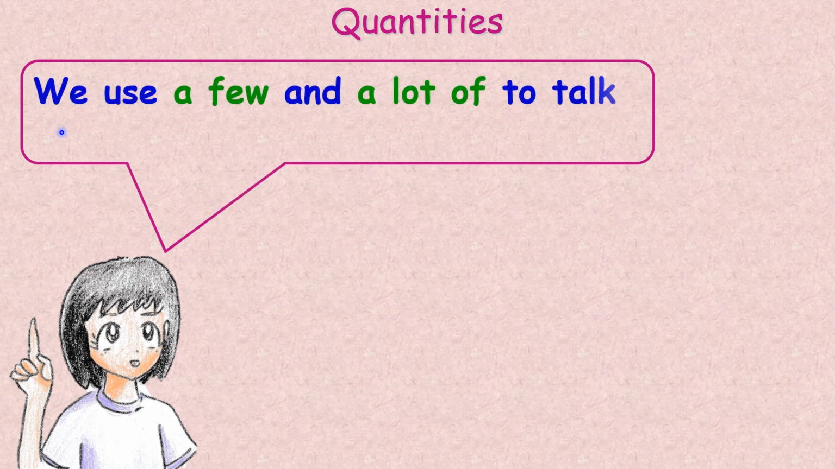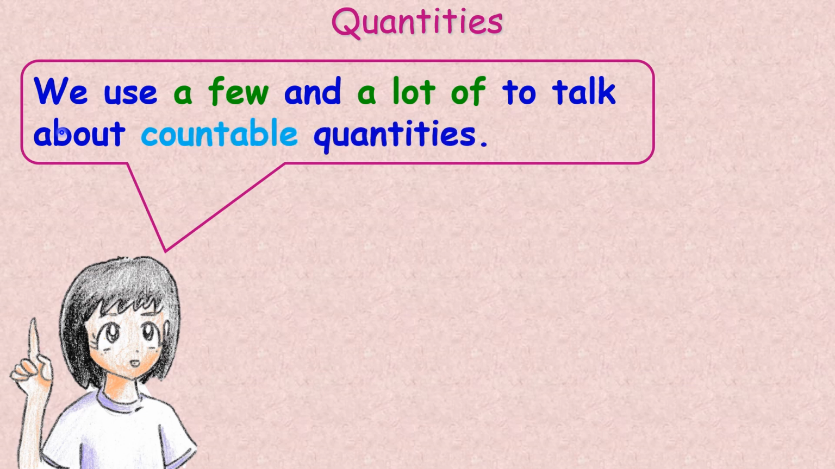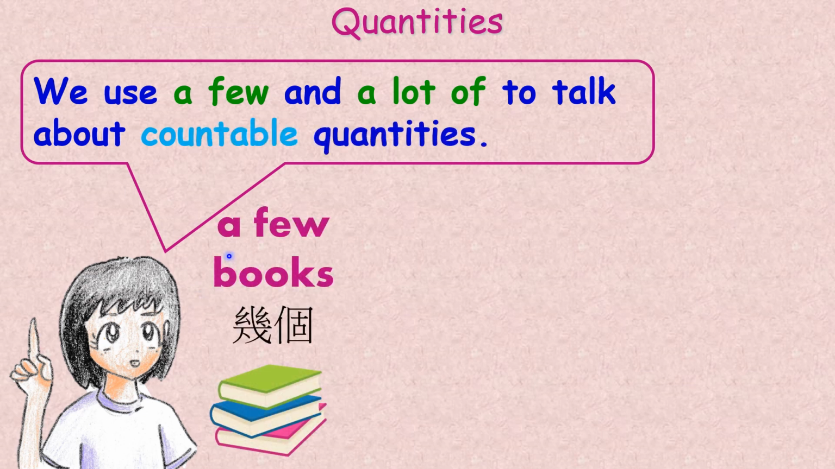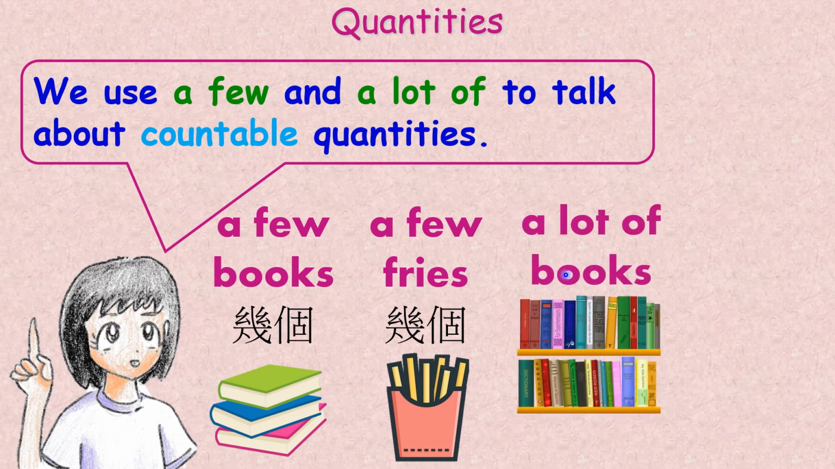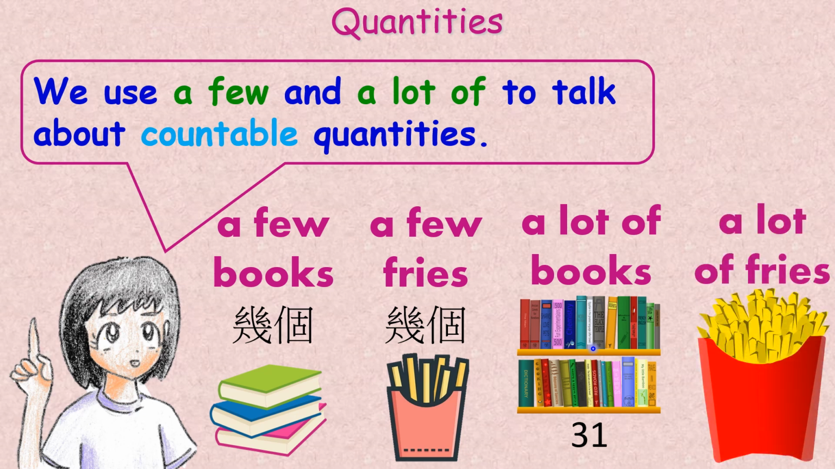We use a few and a lot of to talk about countable quantities. A few books. 1, 2, 3. A few fries. 1, 2, 3, 4, 5, 6. A lot of books. There are 31 books. A lot of fries. There are 48 fries.